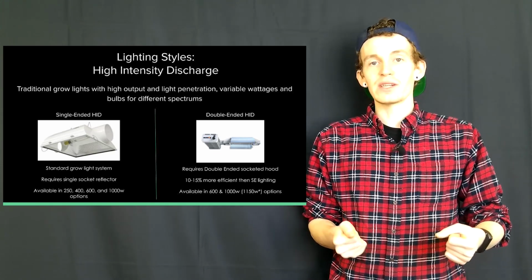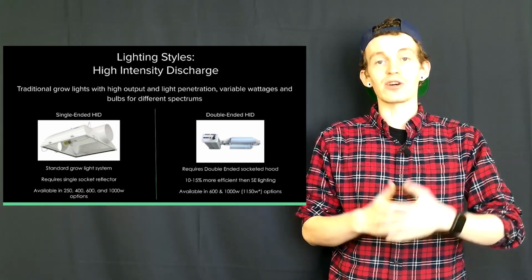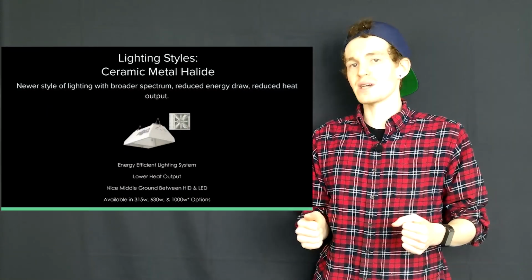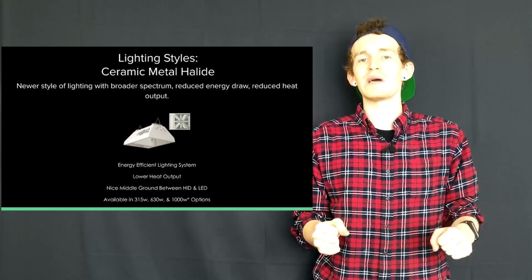The biggest thing with double-ended HID fixtures is that they are made to be at a greater suspension height away from the plant. Excellent. Well, now that we've gone over HID lighting, let's move on to our next lighting style, ceramic metal halide, or CMH.